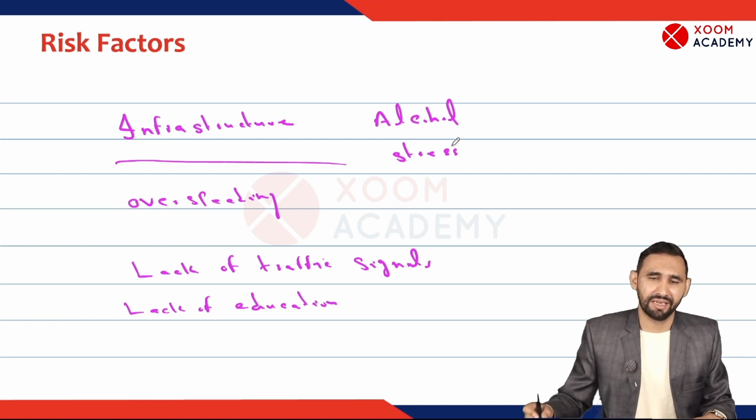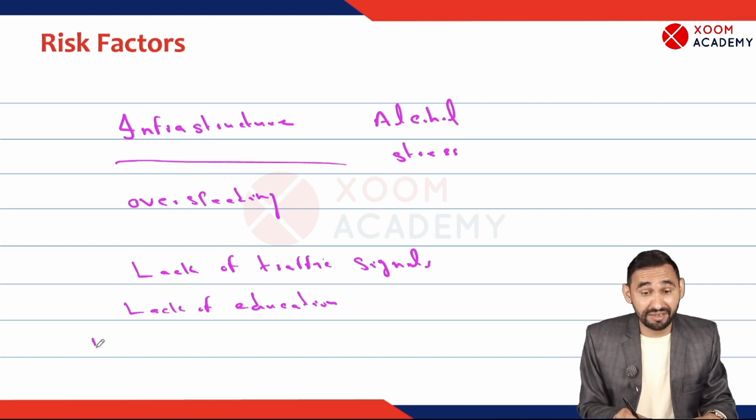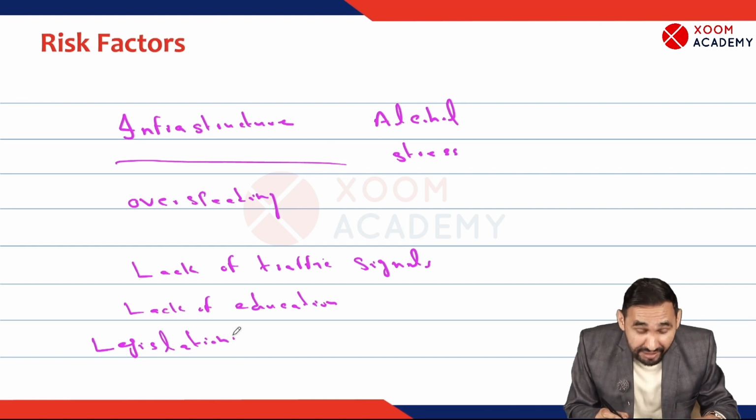So we can say that we should improve infrastructure. In Pakistan, lack of infrastructure is playing an important role in accidents. And there is lack of legislation, or we can say that legislation is present, but it is not implemented. Speed limits are not implemented.